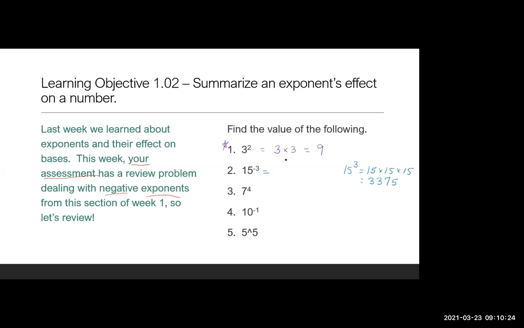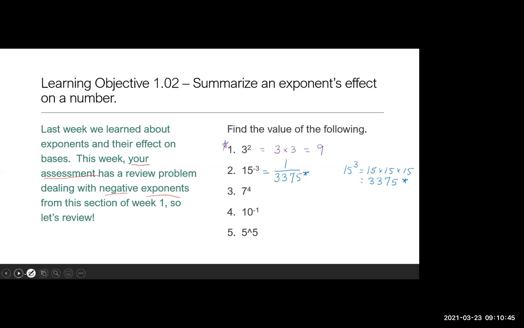Now, how do I deal with that being a negative exponent? Well, I'm going to put that under 1. So I've got 1 over 3,375. The 1 goes on the top because of the negative exponent. And then whatever value we got for 15 to the third, that's the value that goes on the bottom.